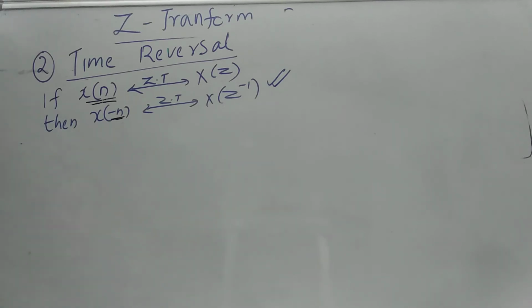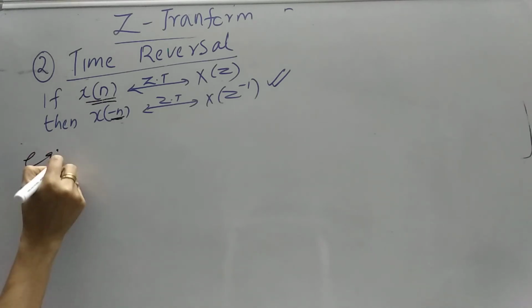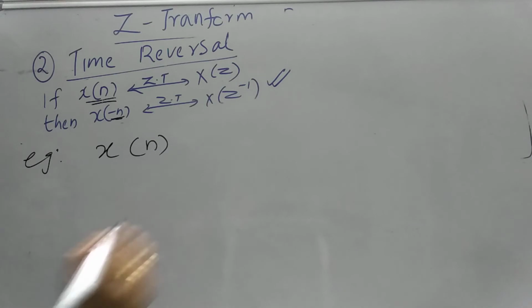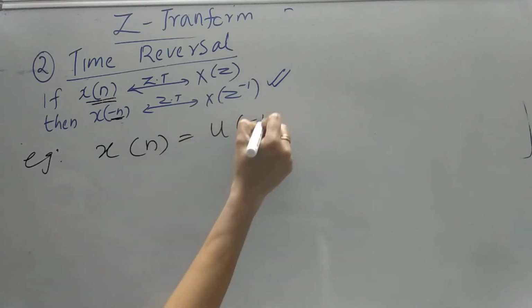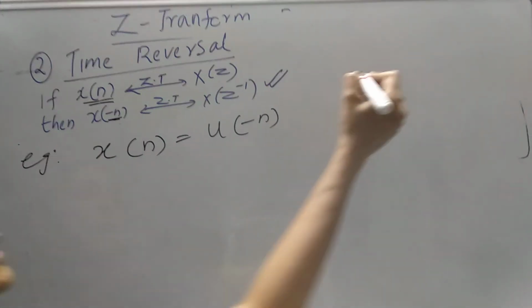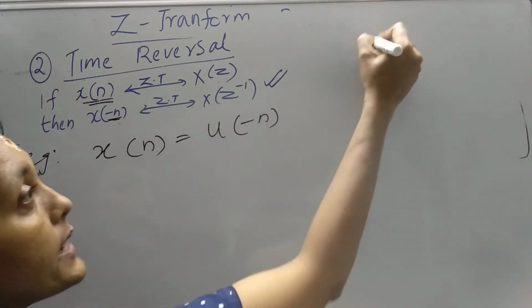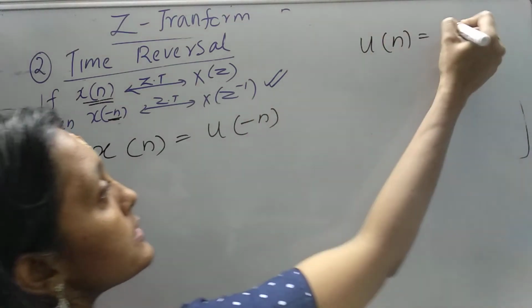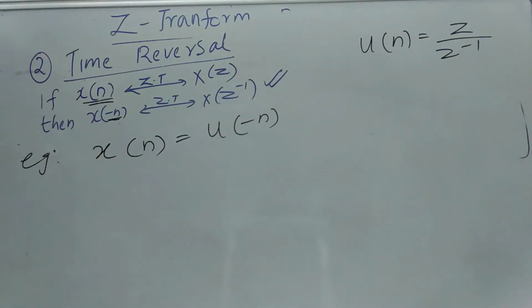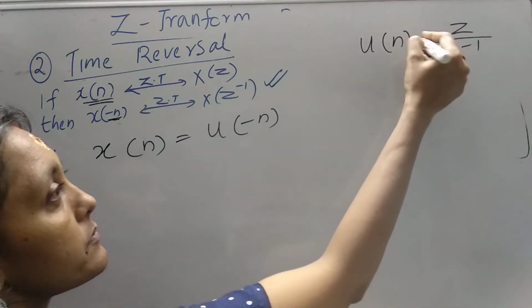Find the z transform of the signal x of n is equal to u of minus n. We already know the standard signal u of n, whose z transform is z by z minus 1. That is a z transform pair.